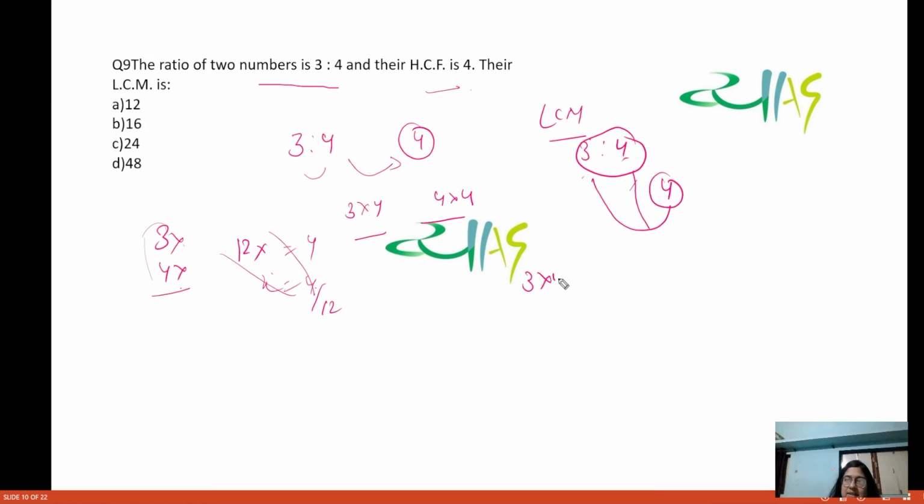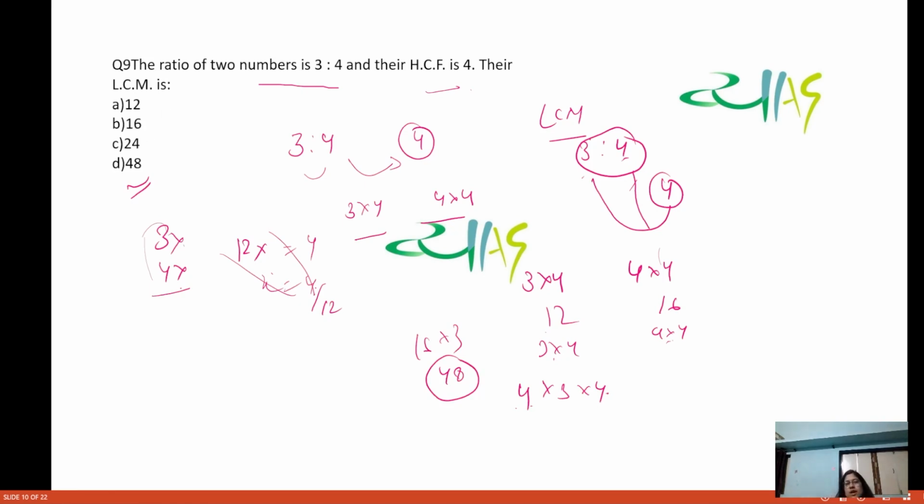So the numbers will be 3 into 4 and 4 into 4. That is 12 and 16. Now you have to find the LCM of 12 and 16. What is the LCM of 12 and 16? Obviously this is 3 into 4, this is 4 into 4. Just write 4. OK, after writing 4, what is left? Take 3 from here, take 4 from here. So this becomes 16 into 3, that is 48. All right, 16 into 3, that is 48.